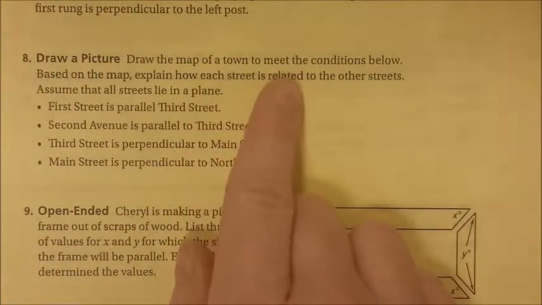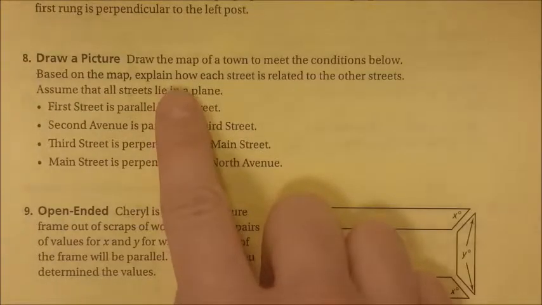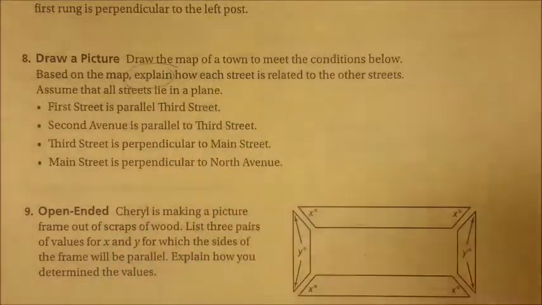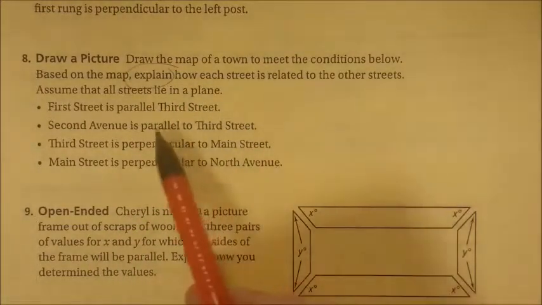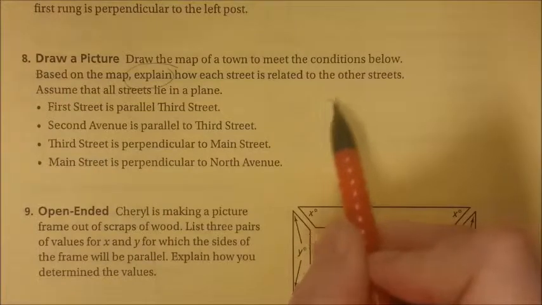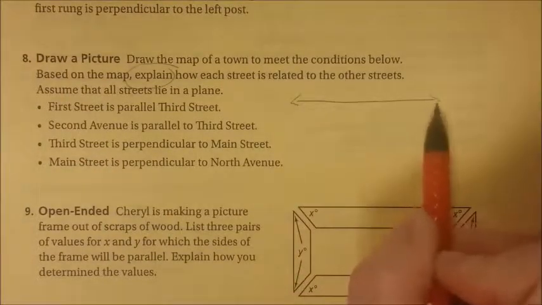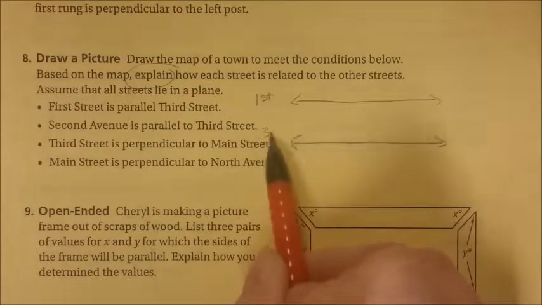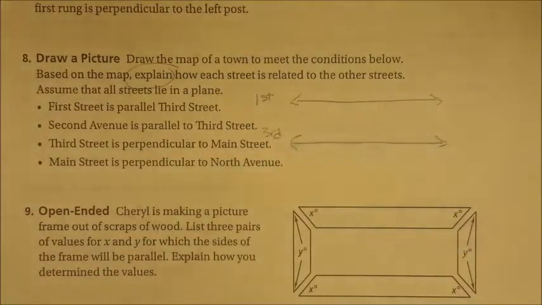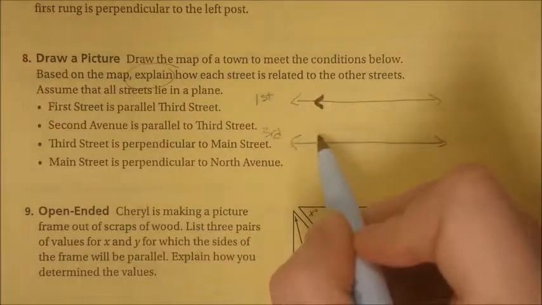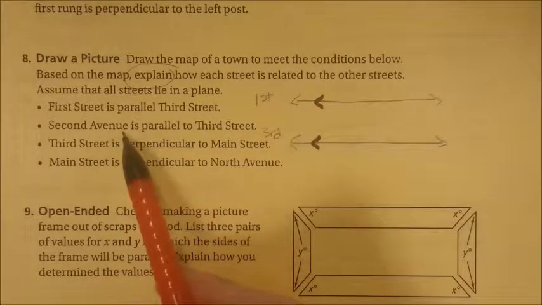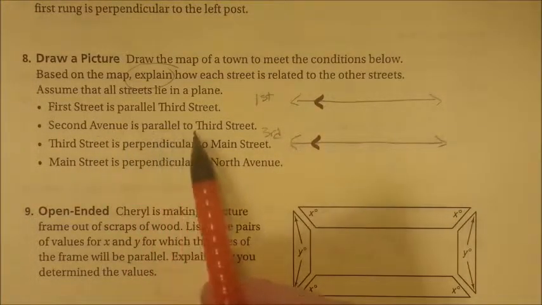Draw the map of a town to meet the conditions below. Based on the map, explain, so that means we need to do some writing, explain how each street is related to the other streets. First Street is parallel to Third Street, so let's draw a picture. First Street is parallel to Third Street. We notate that they're parallel with a matching arrow. Okay, now Second Avenue is parallel to Third Street.